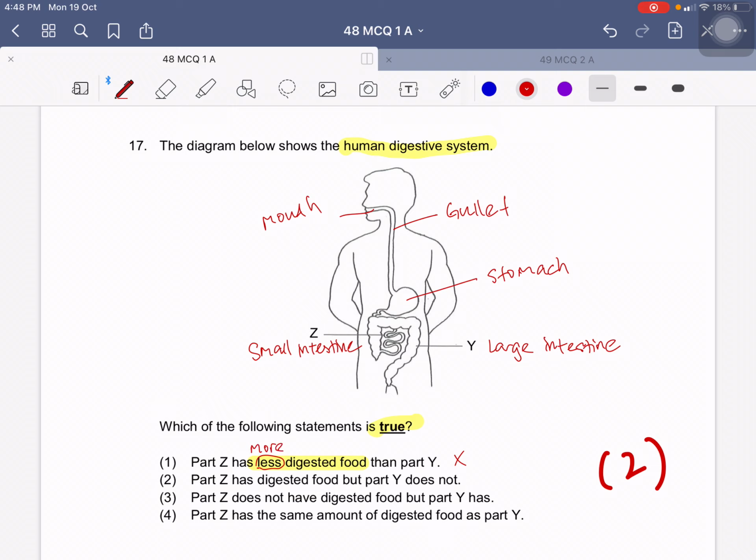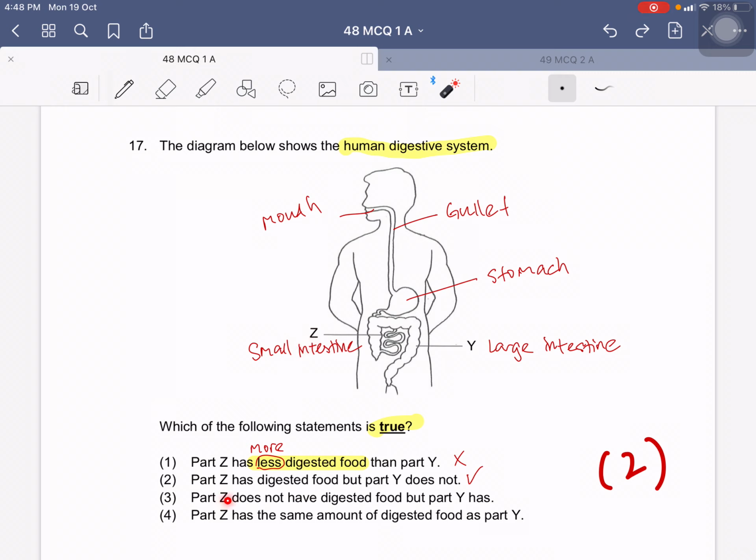Now, number 2, part Z, which is the small intestine, has digested food, but part Y does not. This is correct, because all the digested food has been absorbed through the walls of the small intestine. Through the walls of the small intestine, and they get brought to different parts of the body through the circulatory system.